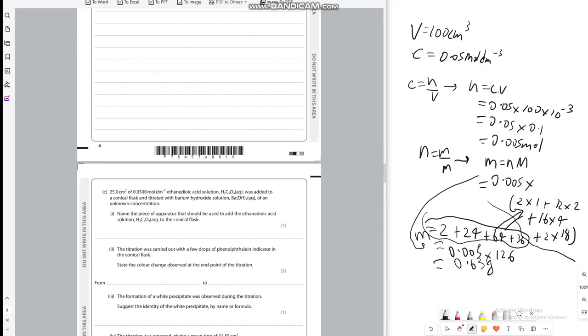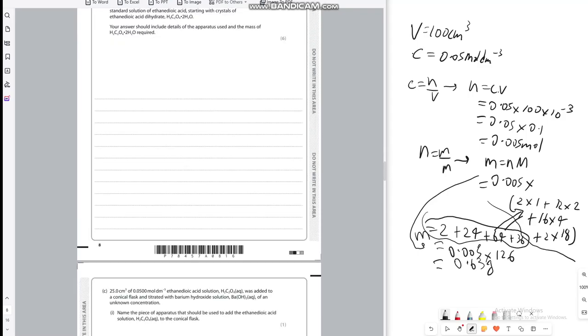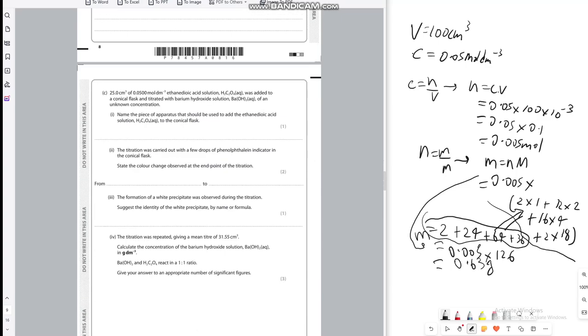All right, moving on to part C. 25 centimeter cube of 0.05 ethanedioic acid, H2C2O4, was added to a conical flask and titrated with barium hydroxide solution of an unknown concentration. Name the piece of apparatus that should be used to add the ethanedioic acid solution to the conical flask. So they say it's 25 centimeter cube, right? So we need a pipette which is 25 centimeter cube.